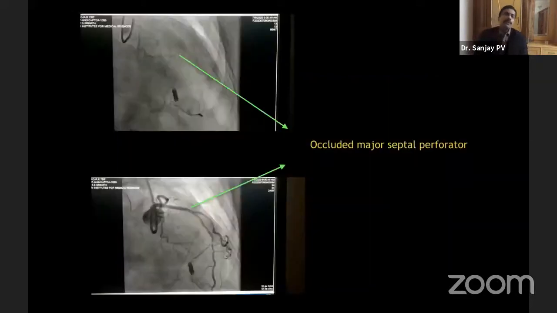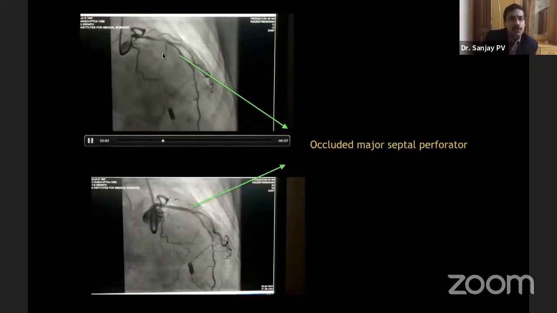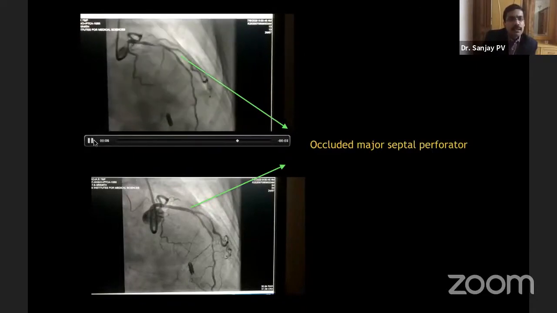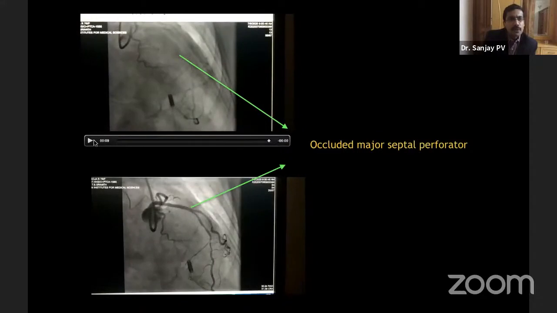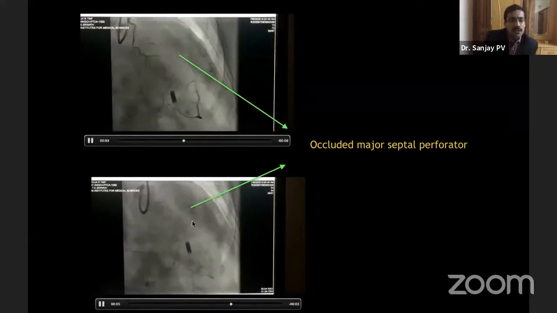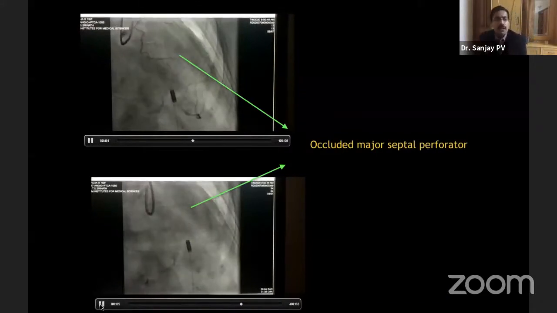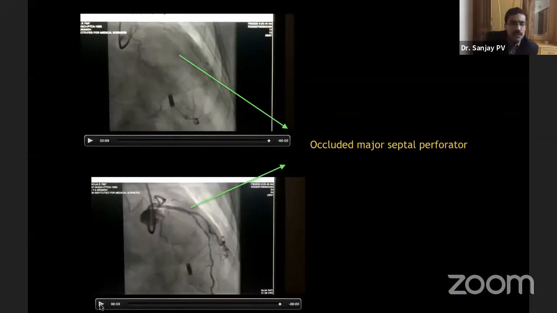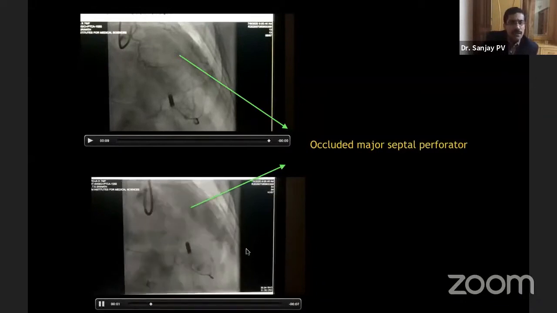So I ran through the angio. Probably most of us would not have paid much attention. So this was the lady who had a major septal perforator at that point. You can see this septal perforator, and post stenting, that septal perforator has no flow. So definitely, because we were going through her angiogram and we were wondering whether we missed an RCA lesion or what went wrong. In fact, we did a check angio and the status was the same. The septal perforator had no flow.